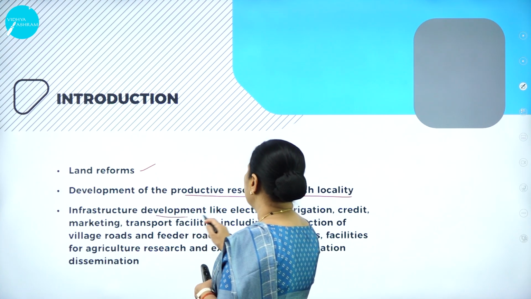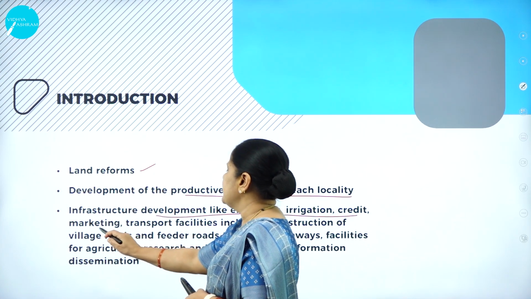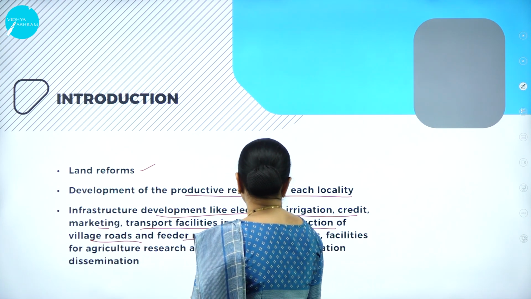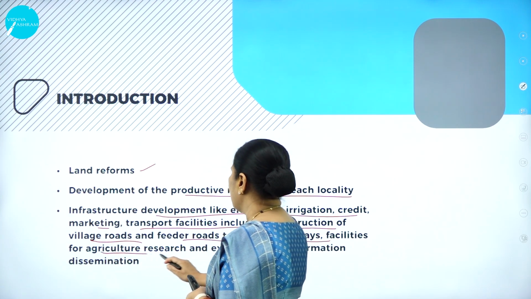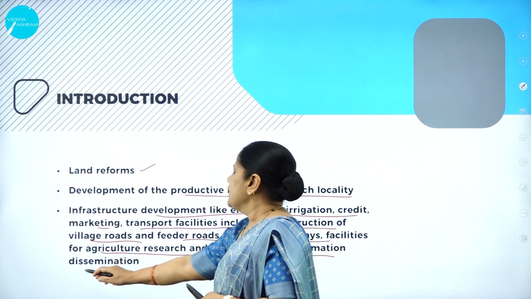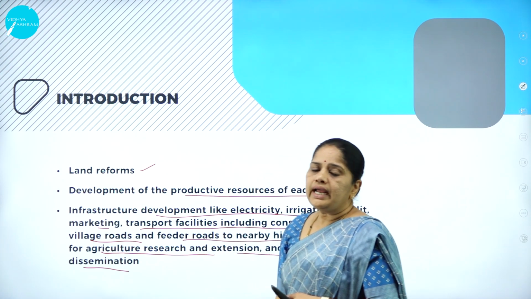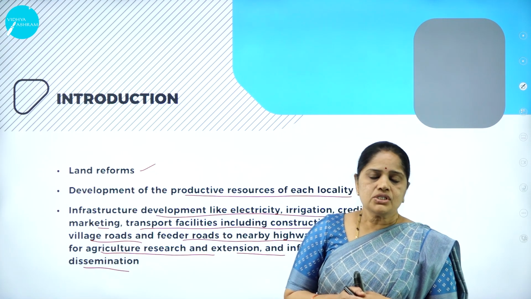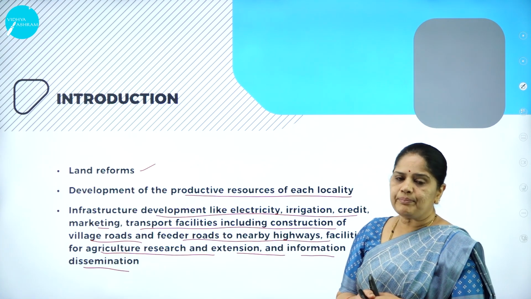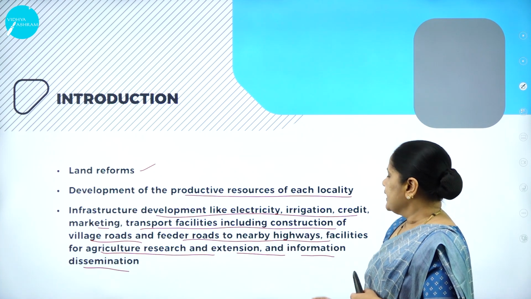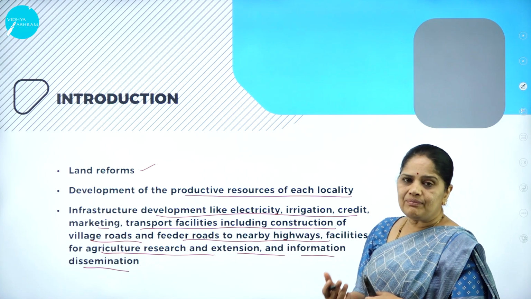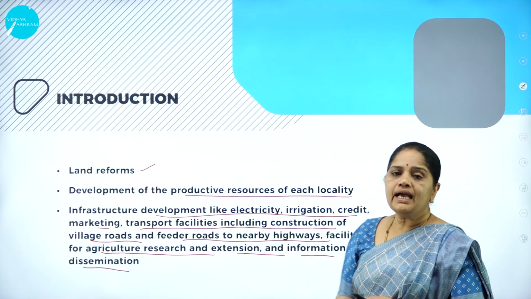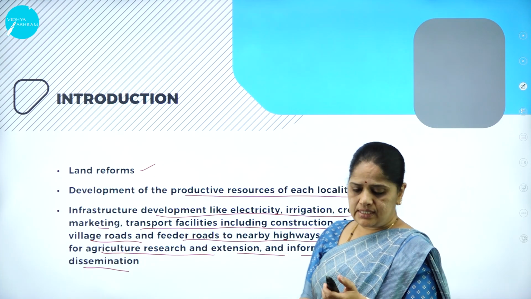Then the infrastructure development like electricity, irrigation, credit, marketing, transport facility including construction of village roads and feeder roads to nearby highways, facilities for agricultural research, extension and information dissemination. So, it is also essential for the village economy to build a proper infrastructure. If you have a proper infrastructure development in the village economy, then it will help in the improvement of marketing, transport facility and also it will help in agricultural research and extension and also information dissemination.